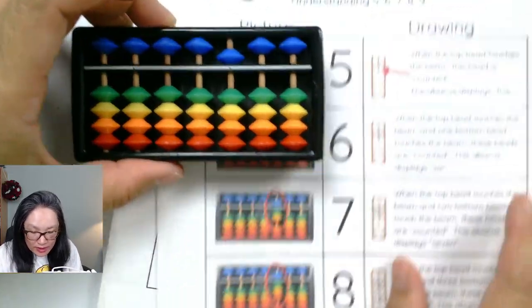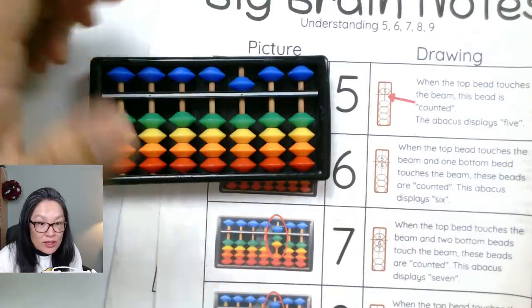That looks better. So what's going to happen is we have five. The top bead is always a value of five.